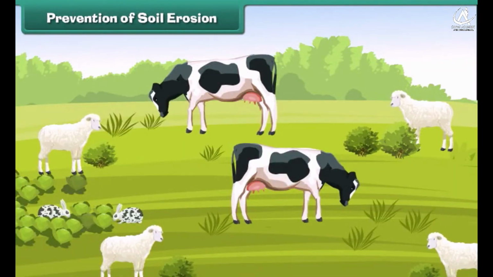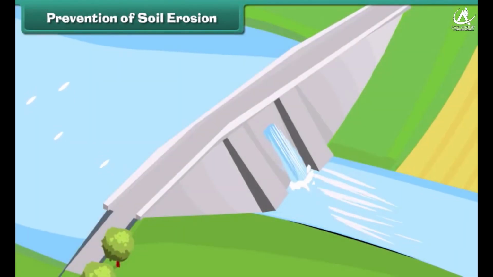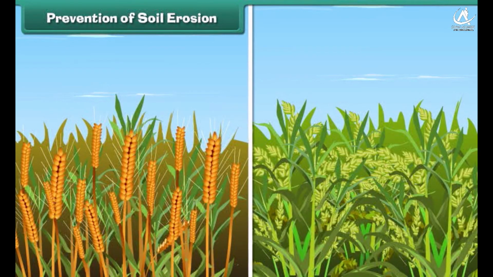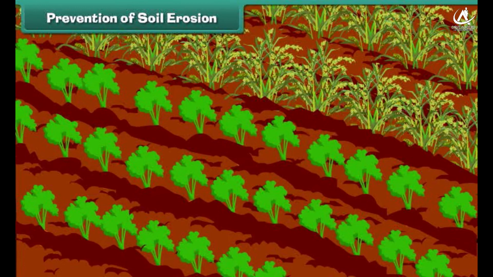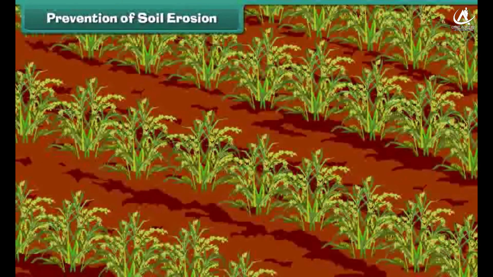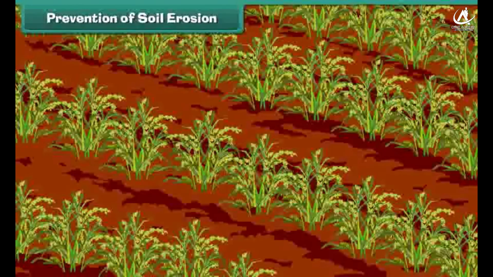Controlling overgrazing of the land by animals also controls soil erosion. Building dams controls soil loss. Some modern techniques of farming need to be practiced. For example, different types of crops should be grown at different times on the same land. Different types of crops should be grown in alternate rows on the same land. These practices control the loss of soil and increase the fertility of soil. Remember, friends, soil is a precious natural resource, and it is our duty to conserve it for keeping the environment healthy.